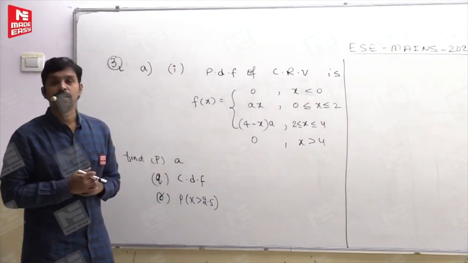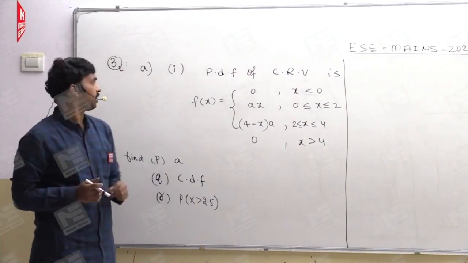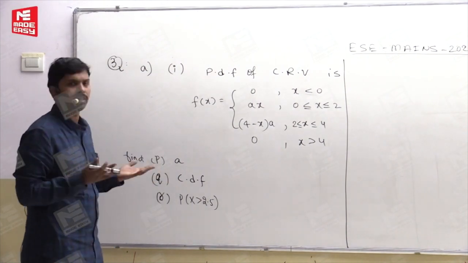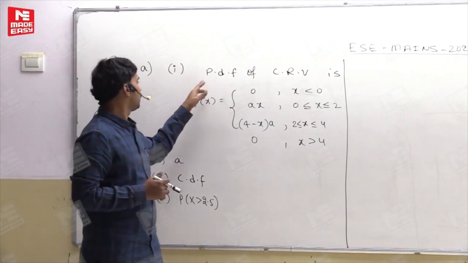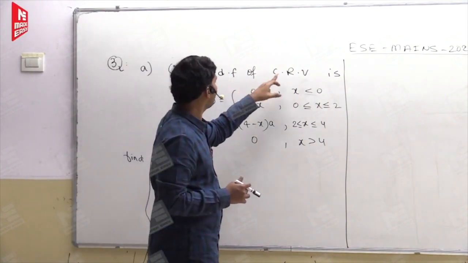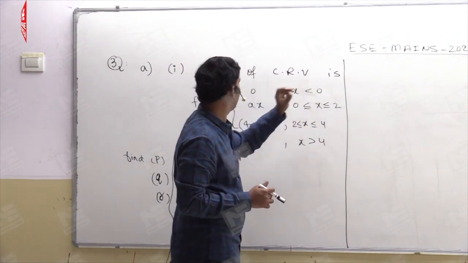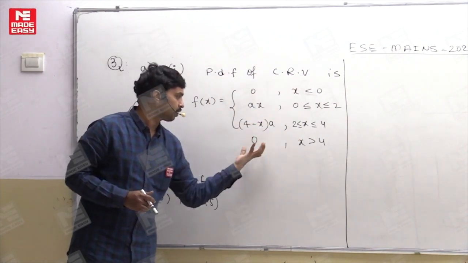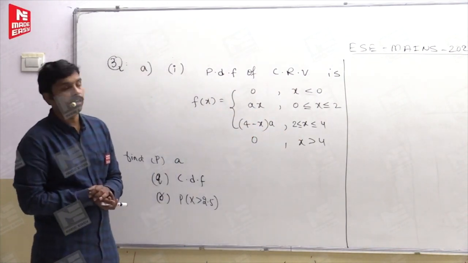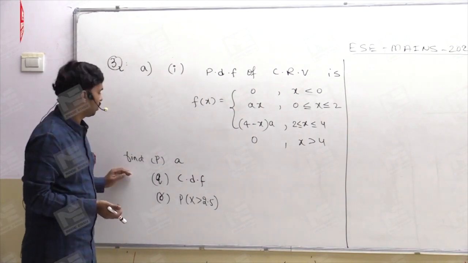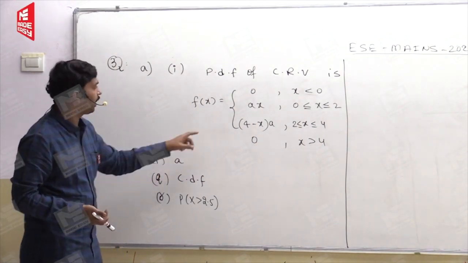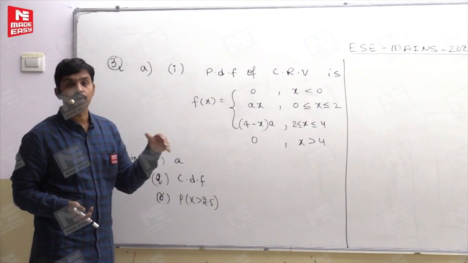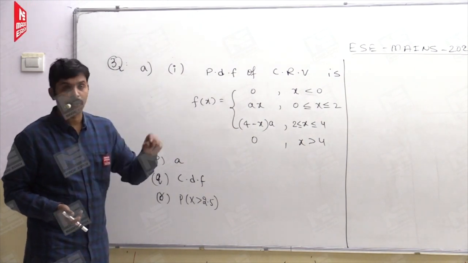So the third question here. The very first part is from probability, that is random variable concepts, a very easy concept. We know that the probability density function of the continuous random variable is given here. That is f of x is this for this interval, this for this interval, this for this interval, and this for this interval, right? So now the first question A: this A is an arbitrary constant which is mentioned in the probability density function. We need to find out this arbitrary constant A from the PDF here.